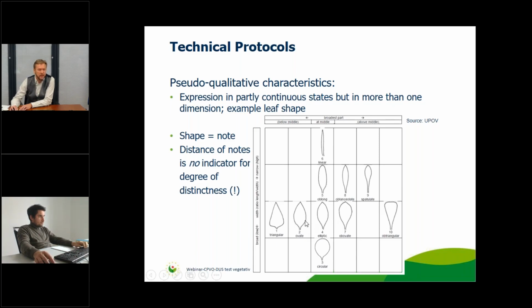You will notice that even though certain leaf shapes are neighboring in the square, they are similar, but they may differ in notes considerably. This means from the note, you cannot conclude on distinctness. You need to look into the square to see, are they possibly close or not? Even though you may have 2 varieties where you have 3 notes in between, it is not sure that they are clearly distinct.